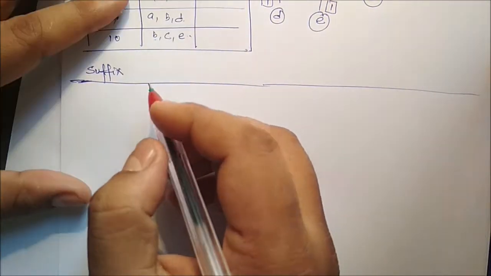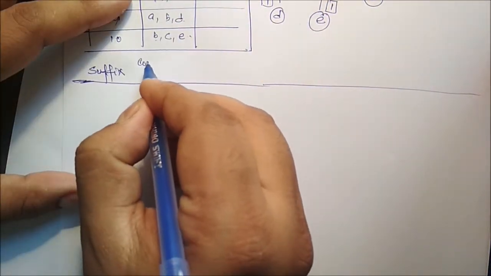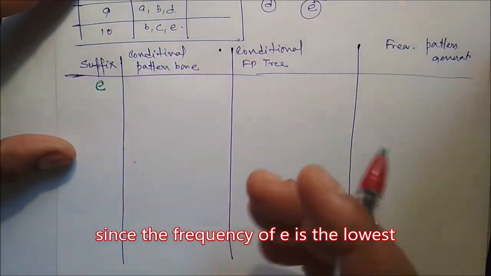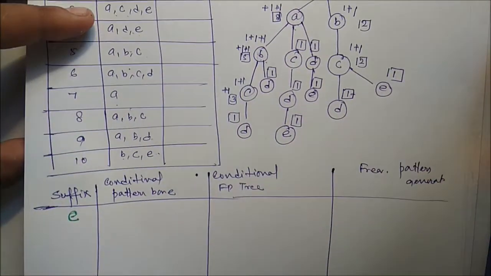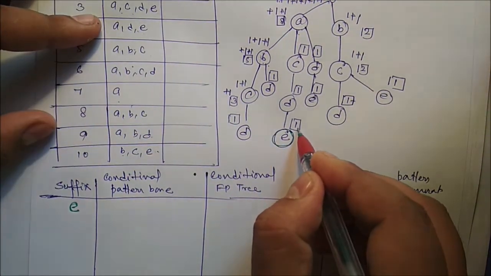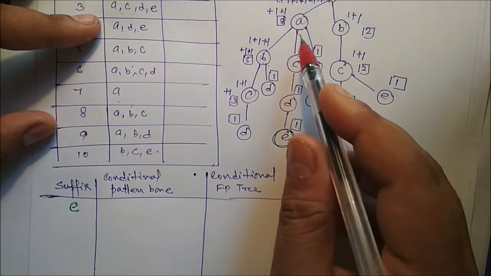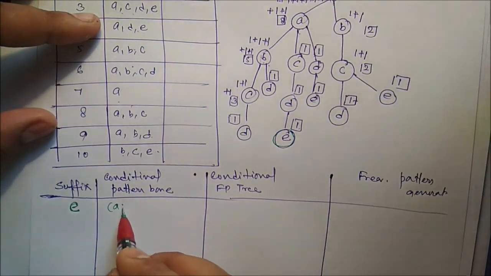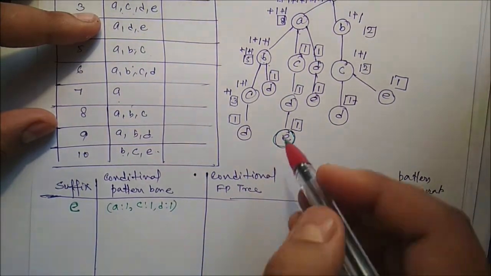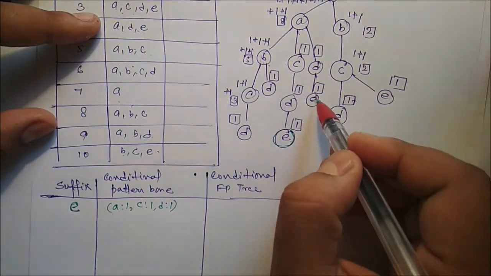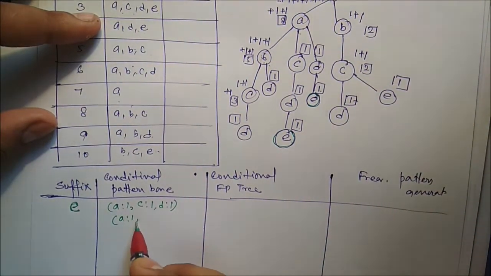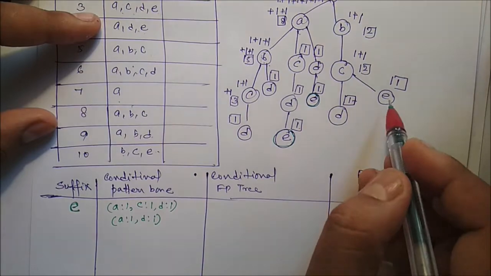Okay, then the conditional pattern base. Starting with E, so we can see here E. So where E is there? This is our first E. It is a single one. That means there is a path from D, C and A. So we can write A1, C1 and D1. Okay, E, D, C. Another E is this one. It is also 1. So A1 and D1.